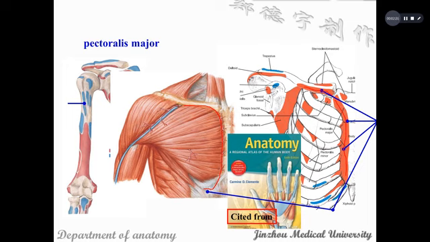So let's compare the pectoralis major and latissimus dorsi. This one is from the anterior surface, that one is from the posterior surface, so their functions are a little different. The pectoralis major makes the shoulder joint adduction, medial rotation, and flexion. But the latissimus dorsi makes the shoulder joint extension.